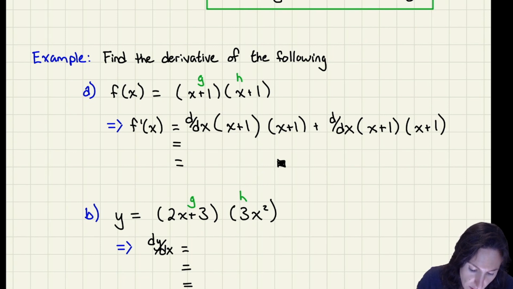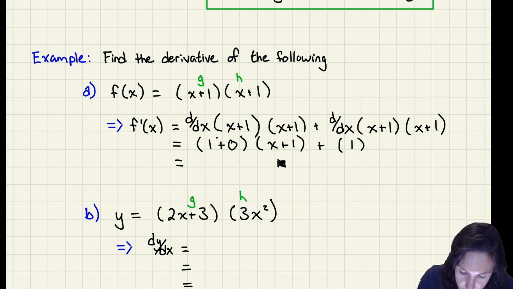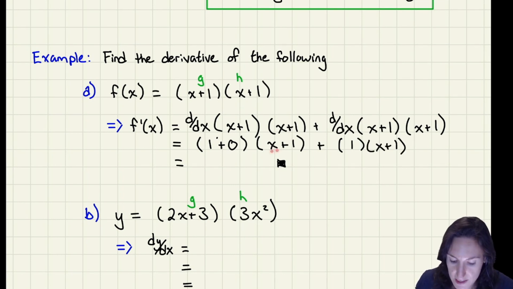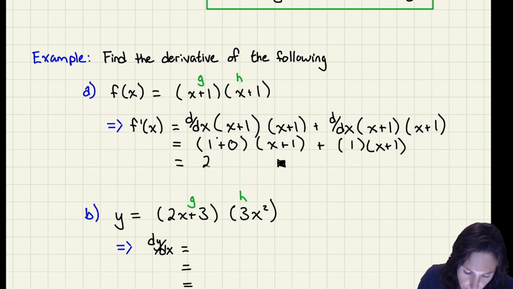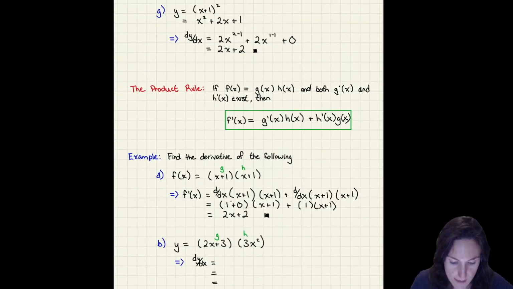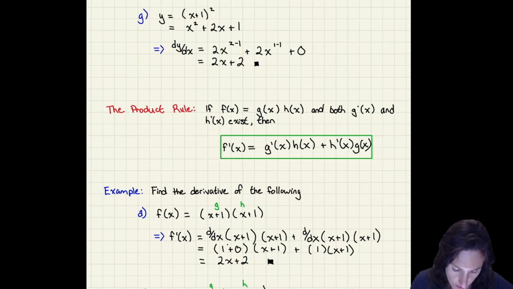Okay, so the derivative of that first one, this is just 1 plus 0, and then times x plus 1, and then again plus 1 times x plus 1. So we're going to have x plus 1 plus x plus 1. So we'll have 2x plus 2, which is the same as this function that we took up here. So we got the same answer.